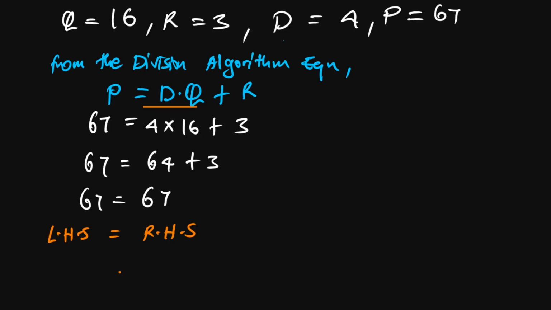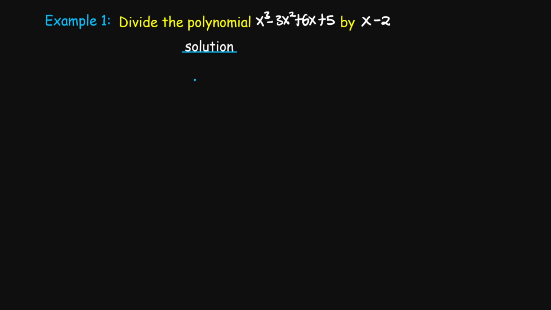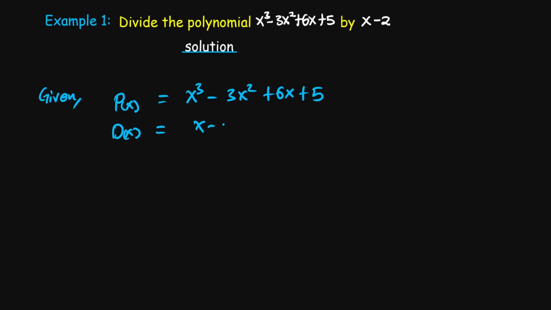But the main aim of this video was to divide polynomials using long division. So let's have some examples. Example 1: divide the polynomial x cubed minus 3x squared plus 6x plus 5 by x minus 2. So we are given a polynomial x cubed minus 3x squared plus 6x plus 5, and the divisor, which is x minus 2. And we are required to divide this polynomial by this divisor using long division.